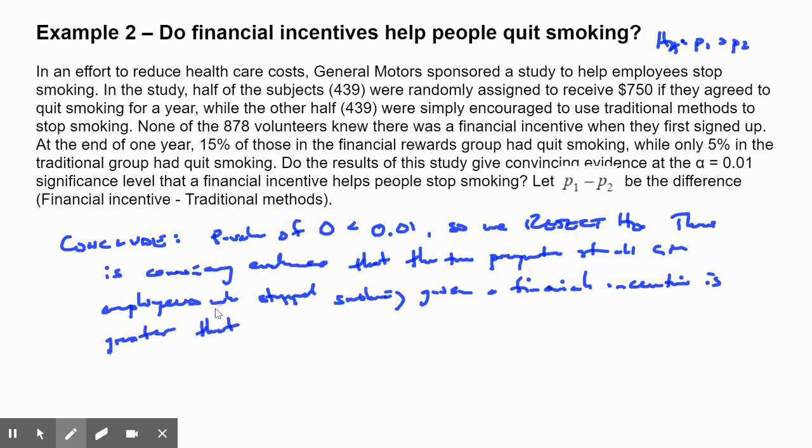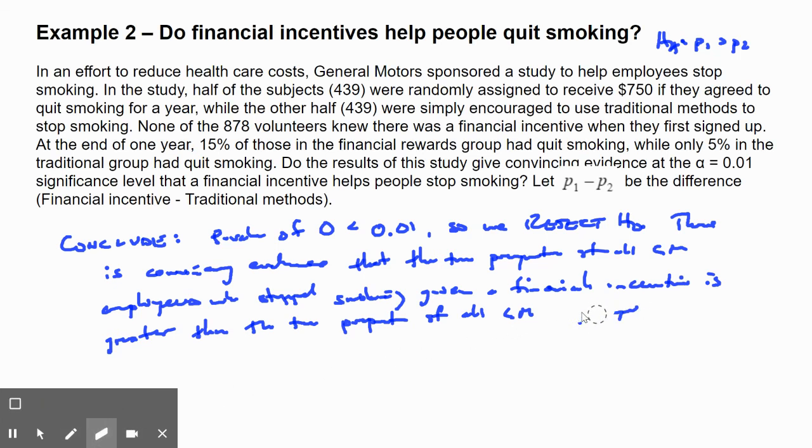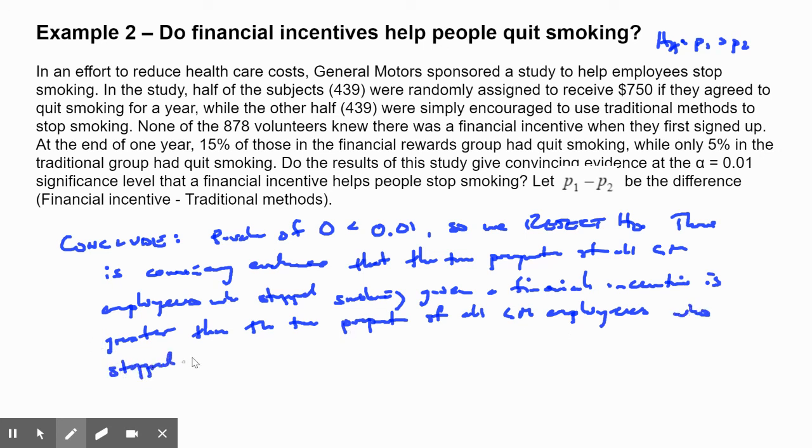And then what does p2 represent? Is greater than, not greater that, greater than the true proportion of all GM employees. Sorry, I'm getting sloppy because it's long, right? This is the one thing I think that using a computer helps. Typing is faster. Then the true proportion of all GM employees who stop smoking using traditional methods.